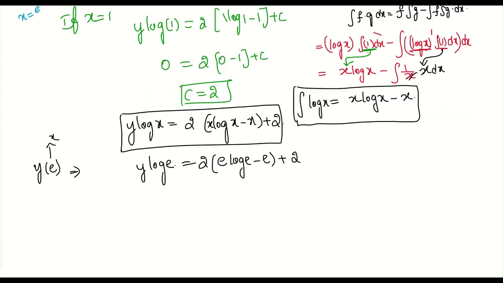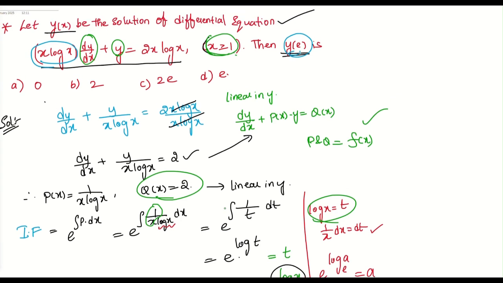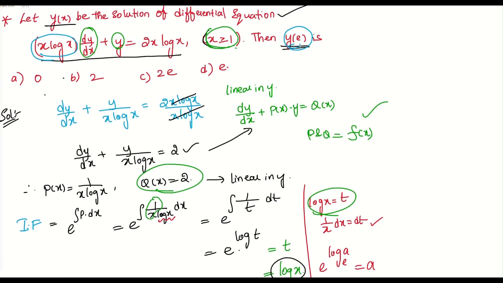What is log e? Log e with no base means I'll be taking it as base e. So log e to the base e is always 1. I'll be making it as 1. So what I'll be getting here? y is equal to 2 into e into log e to the base e, which is 1, minus 2e plus 2. Is it clear? So we'll be getting y is equal to, this 2e will be removed, I'll be getting 2. So what is y of e I'll be getting, finally, which is nothing but 2 here. Where are the options? In this I can make this the answer.